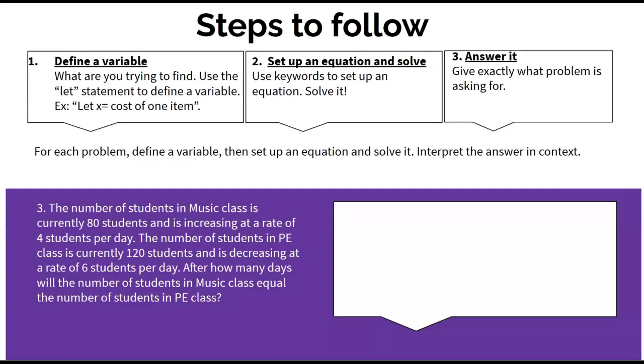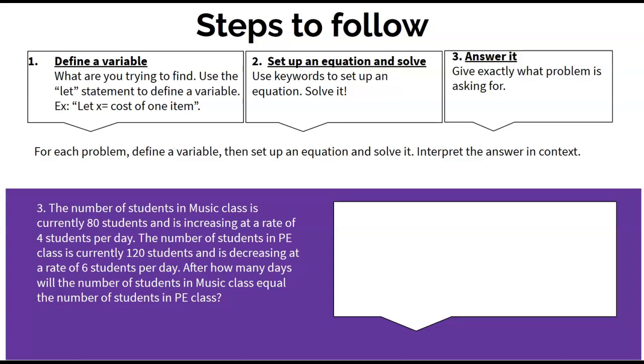Number 3, the number of students in music class is currently 80 students and is increasing at a rate of 4 students per day. The number of students in PE class is currently 120 students and is decreasing at a rate of 6 students per day. After how many days will the number of students in music class equal the number of students in PE class? So really, what's going on here? The counselors are trying to balance the 2 classes, music and PE, 2 elective classes.